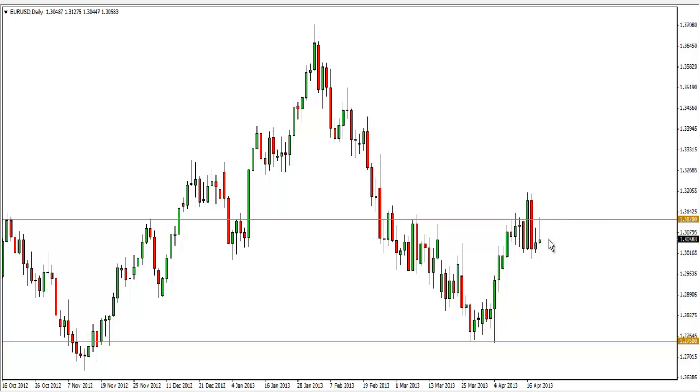So my bias for this pair is still short, and for those who have not shorted this pair, you can actually get an entry here and get your stops above the high, which is here.